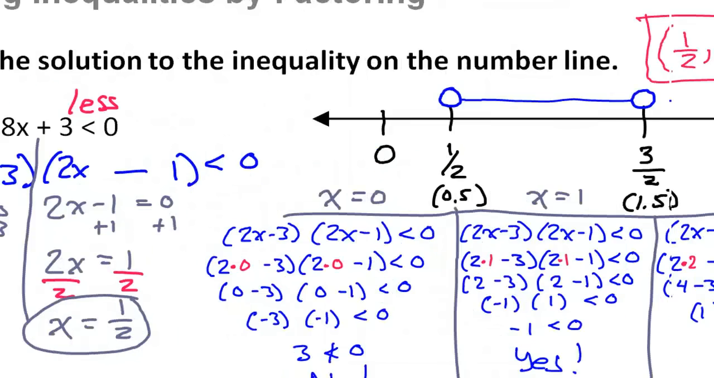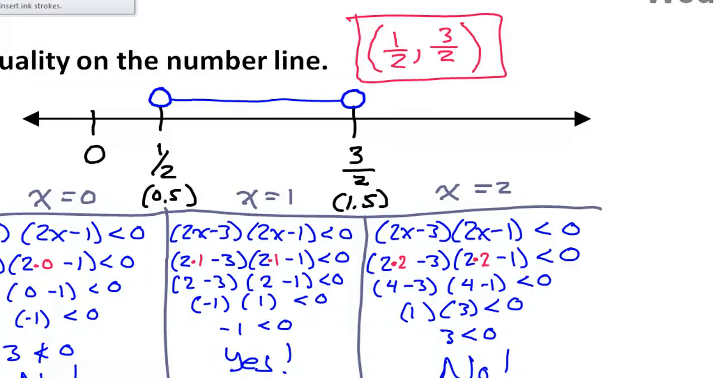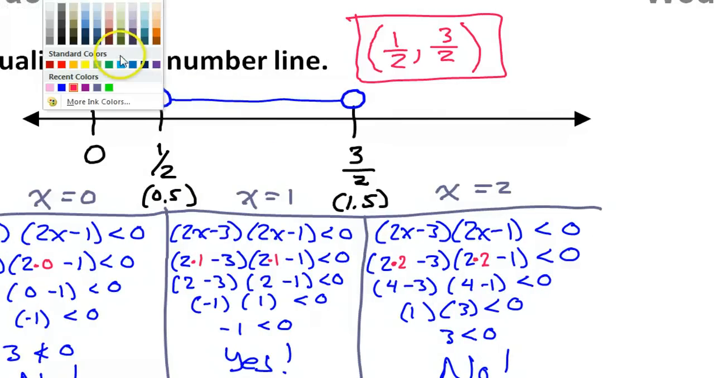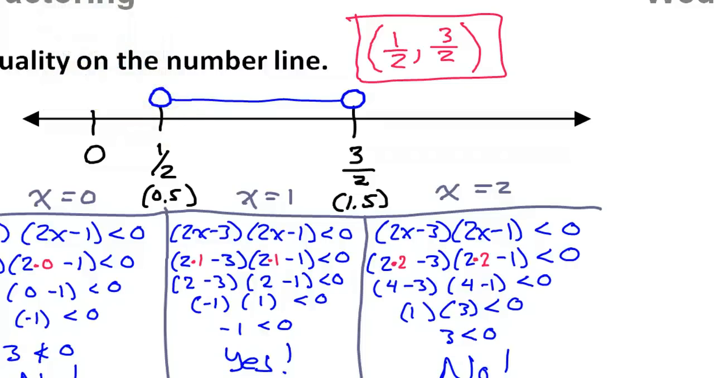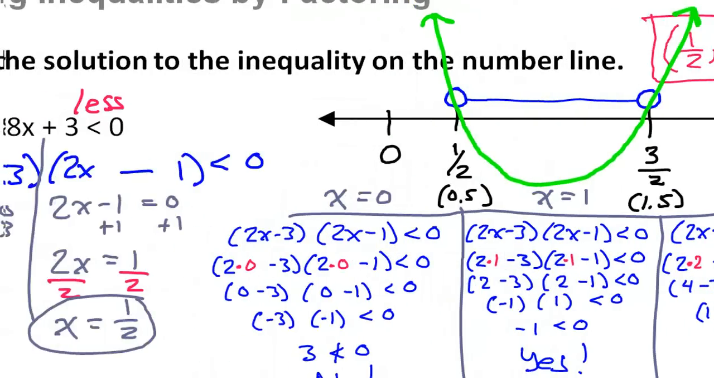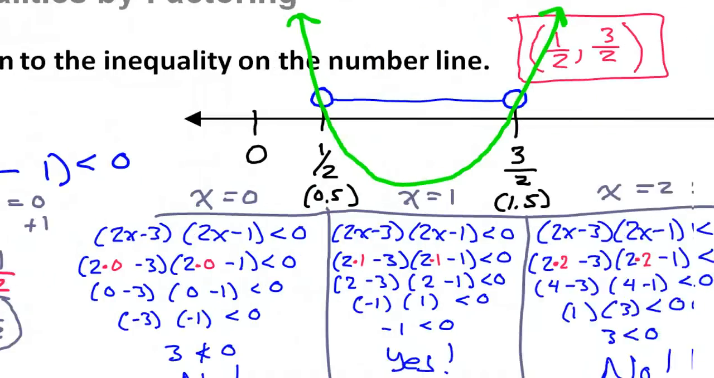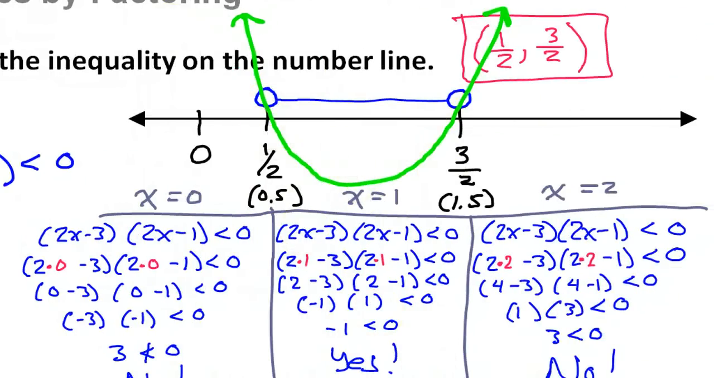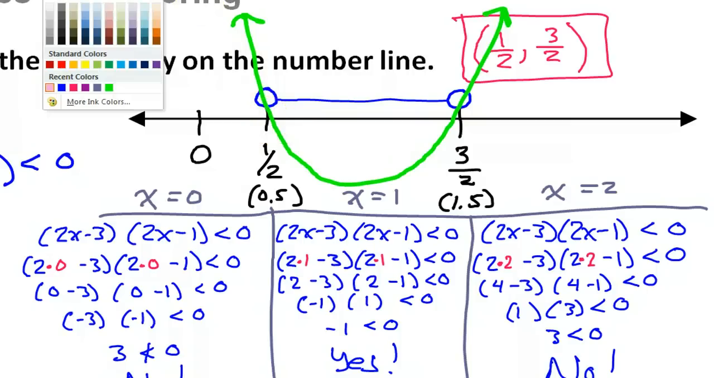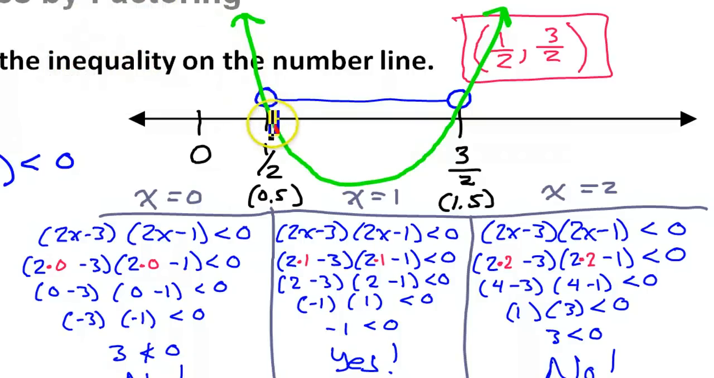Okay, so here's what's really happening with this problem. Let's see, what color shall I use? I'll use green. So this is a parabola, and it's upward facing, so what's really happening is something like this. Okay, so we have this parabola, and we're being asked, where is the parabola less than 0? Less than 0 means below the x-axis. So we're being asked, where is it less than 0?